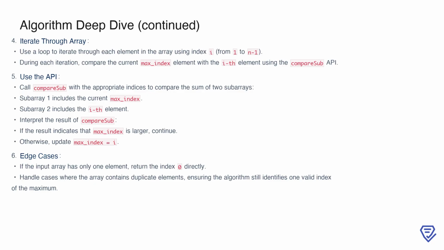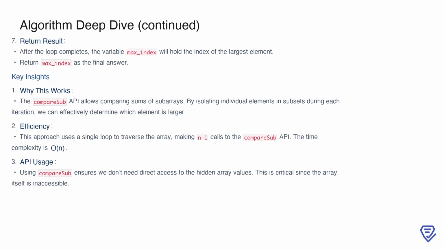We also need to account for edge cases, such as when the array has only one element, in which case we directly return index 0, or when the array contains duplicate elements. In the latter scenario, the algorithm will still identify one valid index corresponding to the maximum value. Once the loop finishes, the value stored in max_index will represent the index of the largest element in the array. At this point, we simply return max_index as the result.